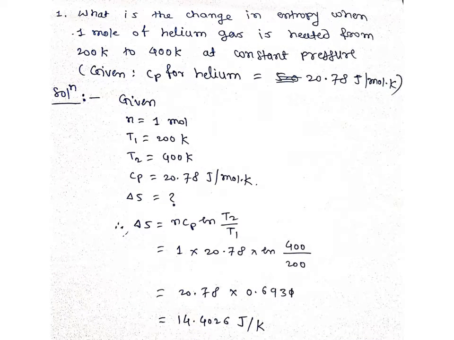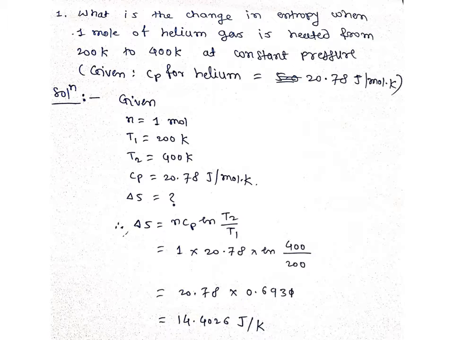Problem number 1. What is the change in entropy when 1 mole of helium gas is heated from 200 Kelvin to 400 Kelvin at constant pressure? Given heat capacity at constant pressure for helium is equal to 20.78 joule per mole per Kelvin. Now we will solve this problem, that is solution.